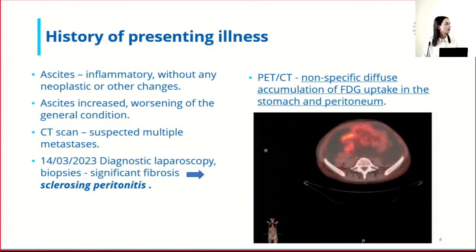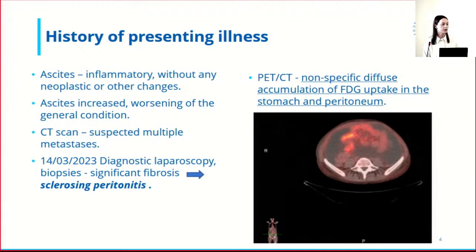But after about 1 month, the patient noticed that the volume of the abdomen increased again, and she came, as I said, to our Lithuanian University of Health Science Clinics, and this is the point where examination started. After diagnostic paracentesis was performed, the ascites was inflammatory without any neoplastic or other changes.